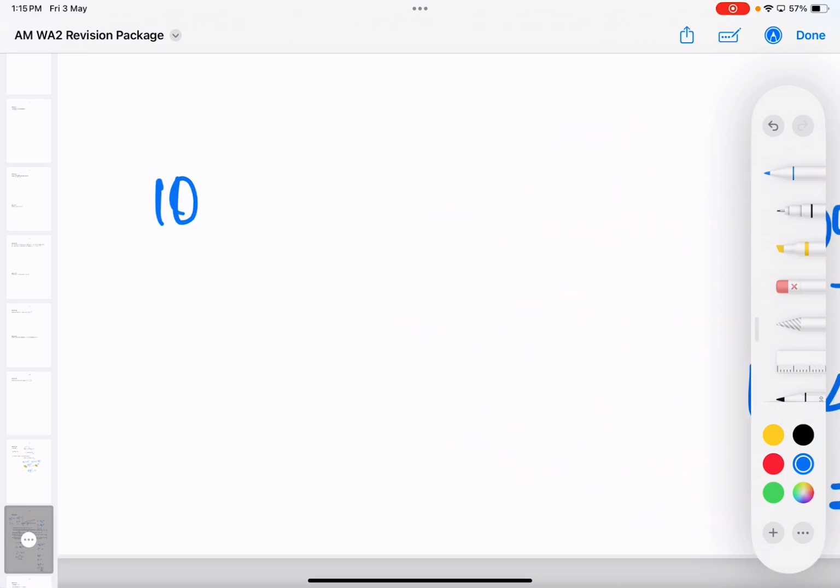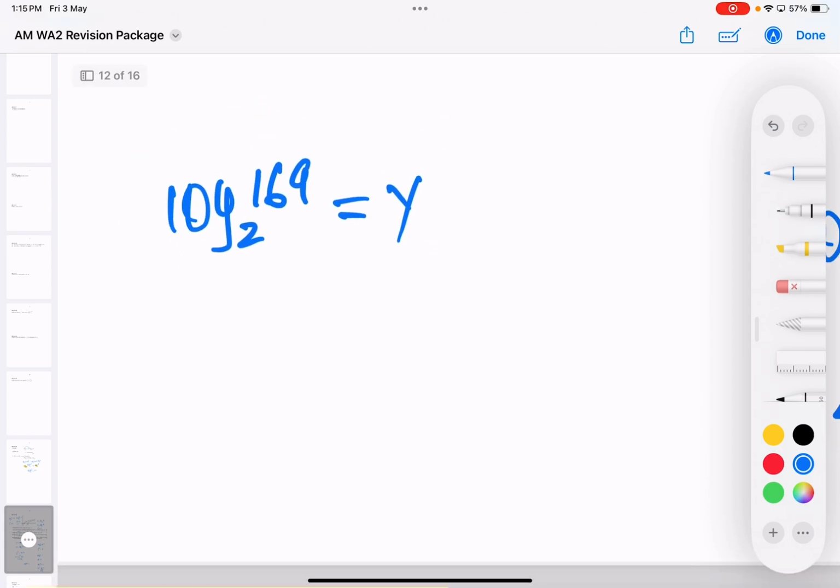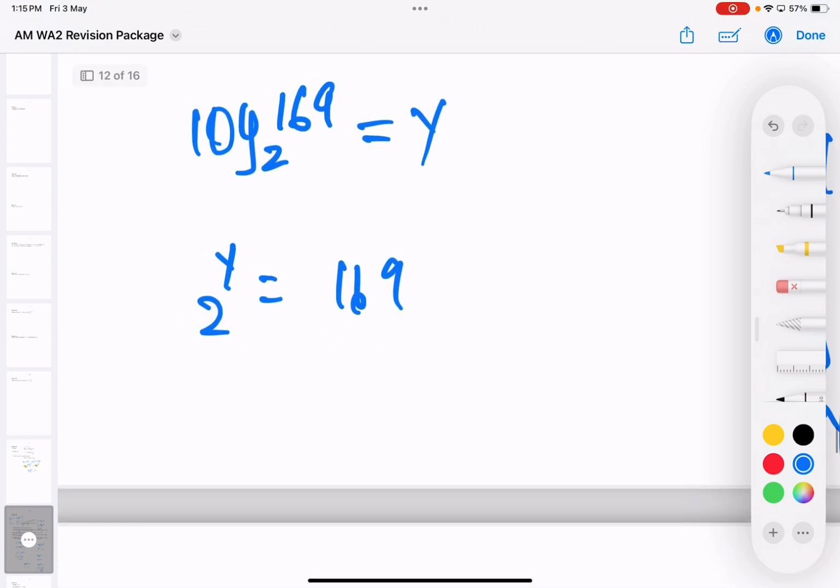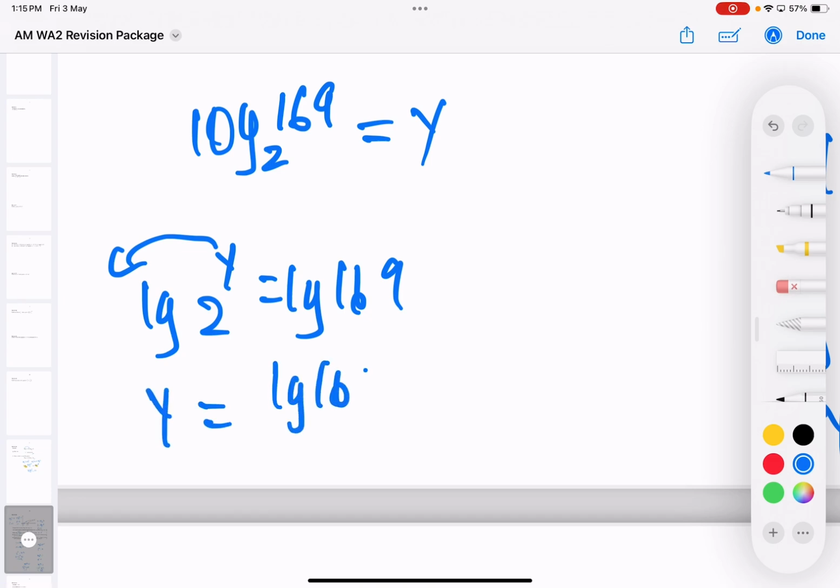So do I. Okay? Log base 2 of 169 equals y. Change to exponential form: 2 to the power of y is equal to 169. Then what's the value of y? You just take log base 2 on both sides and solve for y. Then you get y is equal to log 169, because you can bring down the y since that is the power. So y is equal to log 169 over log 2.